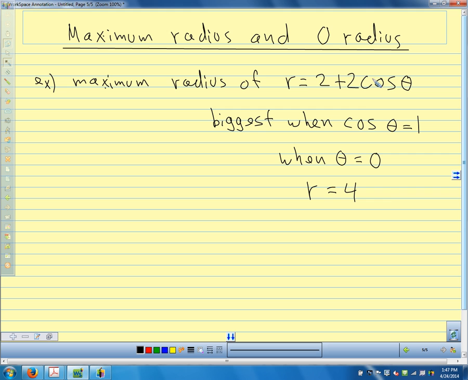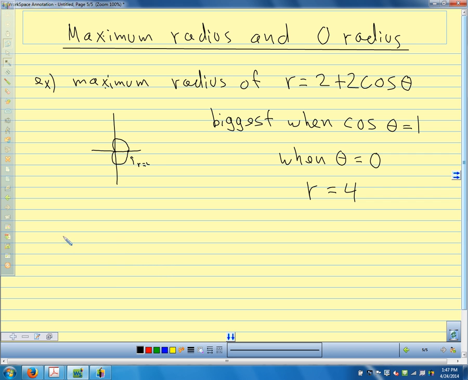And this turns out to be a cardioid. If we graph this out, this would be a cardioid that would look like this. And when theta is 0, our radius would be 4. So this is a cardioid with polar axis symmetry.